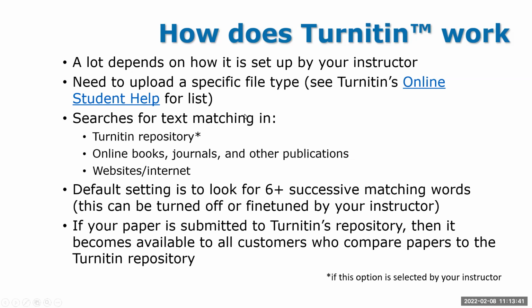And then it searches for text matching. It searches the repository, if that option is selected by your instructor, which it may or may not be. It definitely searches online for books, journals, and other publications. And then it searches websites and the rest of the internet. So it has a lot of places to go look for text matching. The default setting is that it looks for 6 or more successive matching words. And that can be fine-tuned or turned off with your instructor.